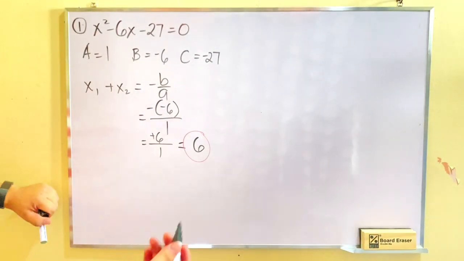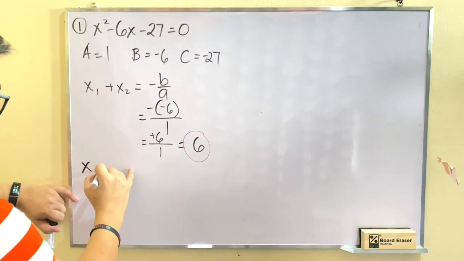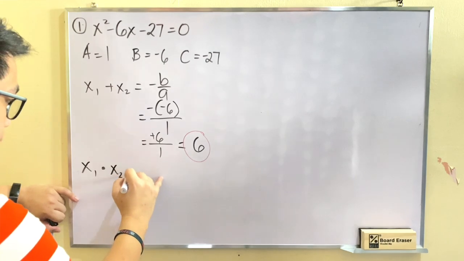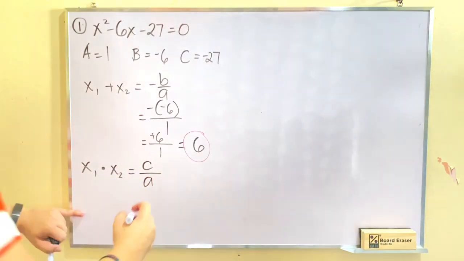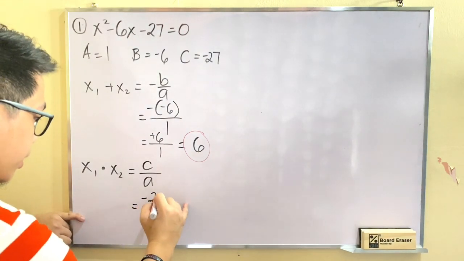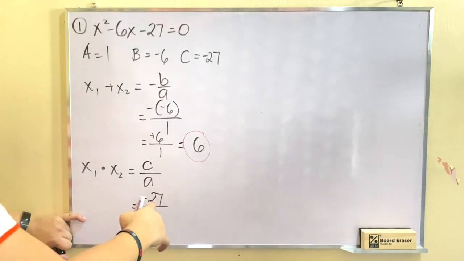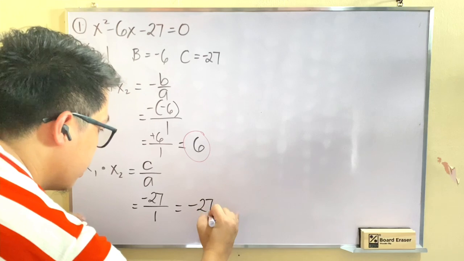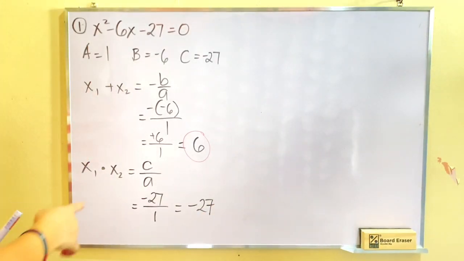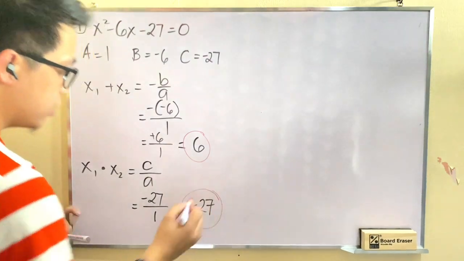Next will be the product of the roots, which is, ang given nating formula is x sub 1 times x sub 2 is equal to c divided by a. Ano yung c? So, negative 27 divided by a, which is 1. Negative 27 divided by 1 is negative 27. Ang ating product of the roots will be negative 27.